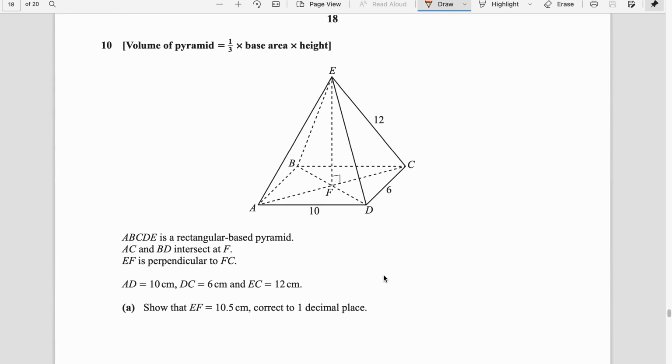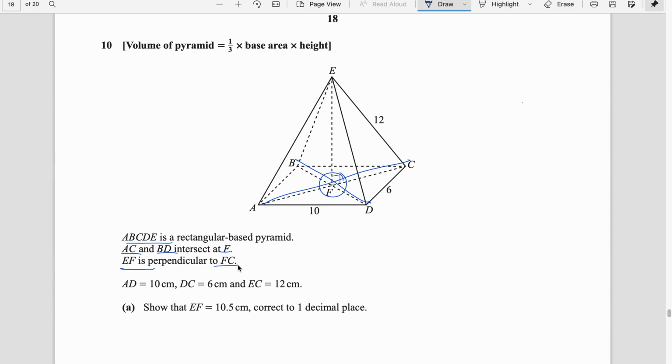Question number 10 from mensuration. Volume of the pyramid is 1 by 3 times base area times height. ABCDE is a rectangular based pyramid. AC and BD intersect at F.